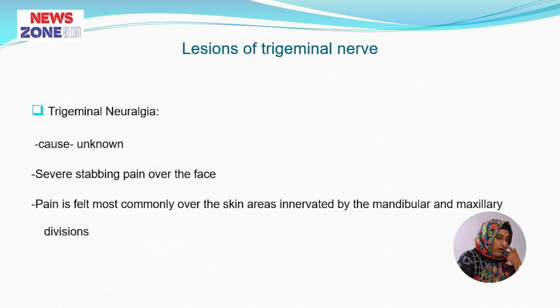When a lesion occurs within the trigeminal nerve, that is known as trigeminal neuralgia. In trigeminal neuralgia, the cause is unknown. The symptom is severe stabbing pain over the face. Pain is felt most commonly over the skin area innervated by the mandibular and maxillary divisions.